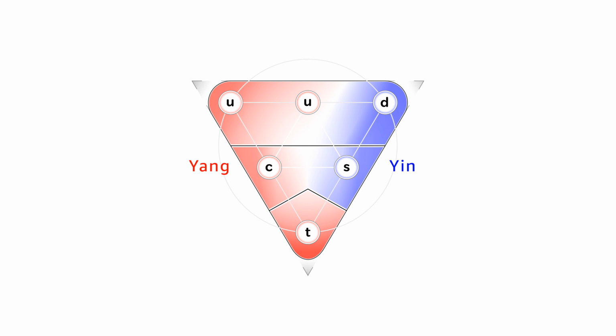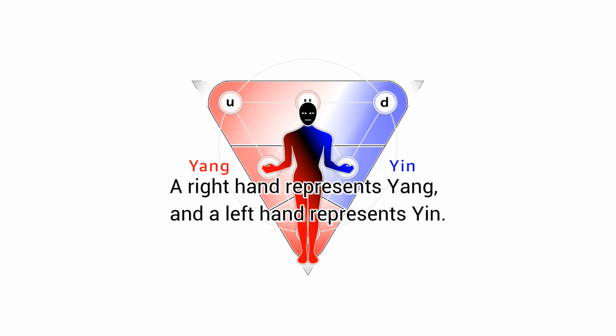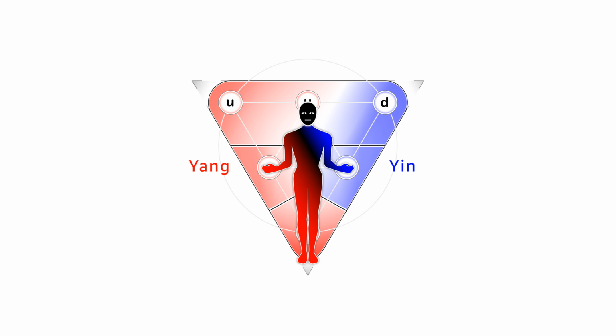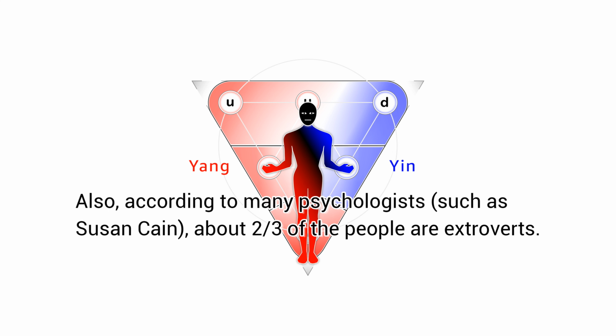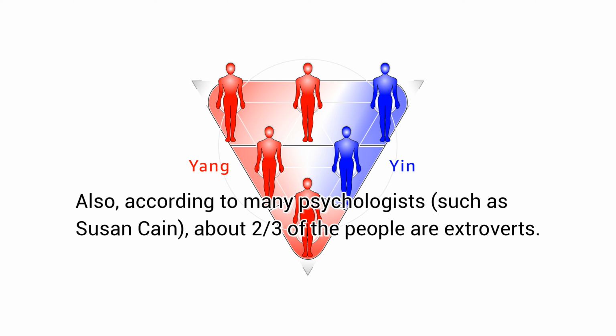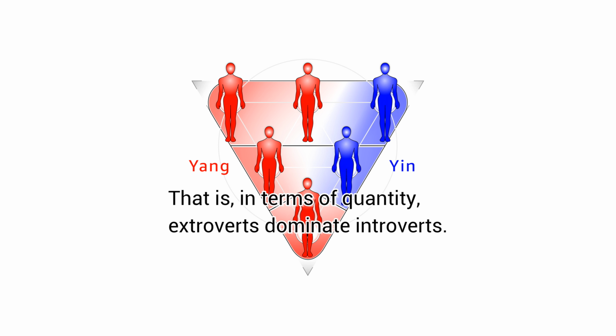That is, within the world of matter, not between matter and antimatter, there is the violation of symmetry between yin and yang. As we will see in this video series, in this world, in many domains, yang qualities tend to dominate yin qualities. Here is one example. A right hand represents yang, and a left hand represents yin, and many people are right-handed. Also, according to many psychologists, such as Susan Cain, about 2/3 of the people are extroverts. That is, in terms of quantity, extroverts dominate introverts.